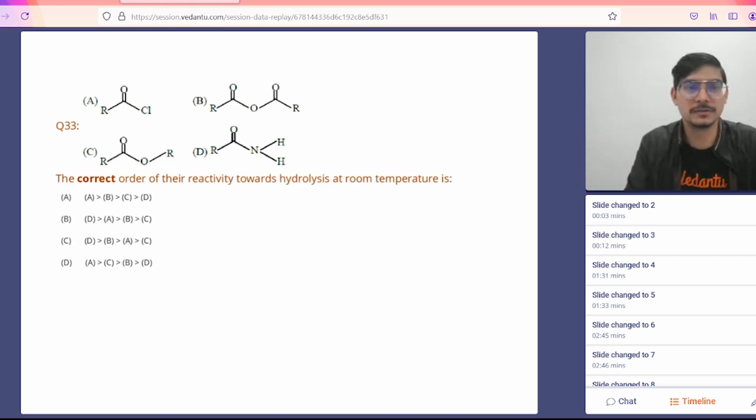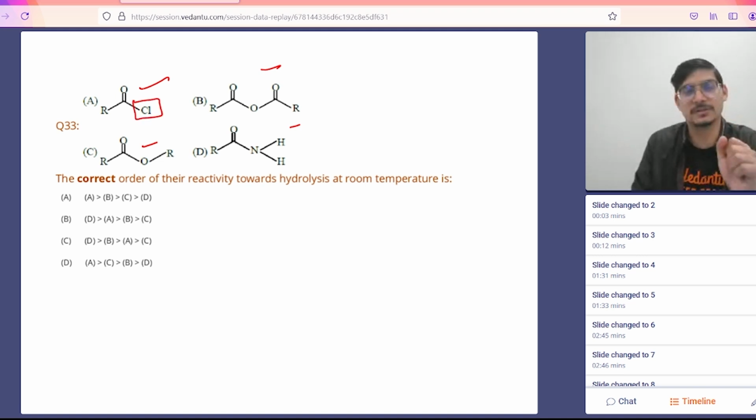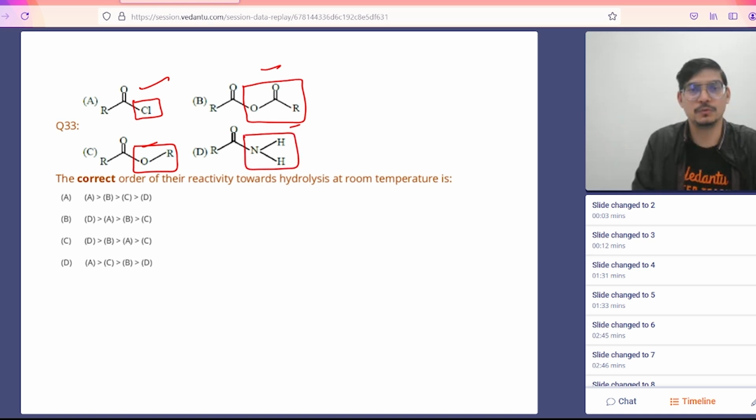Moving to the next question, the correct order of the reactivity towards hydrolysis at room temperature is this. So basically, when these compounds are hydrolyzed, carboxylic acid is formed. So the reactivity in this case depends upon the leaving group ability of the group which is joined to the acyl group, that is these groups. Now the leaving group ability is inversely proportional to basic strength. We know that HCl is the strongest acid among these, so chloride would be the weakest base and hence the best leaving group. So the reactivity of A is going to be the maximum, right? That leaves us with option A and option D.